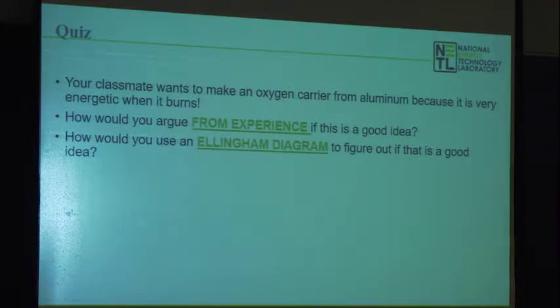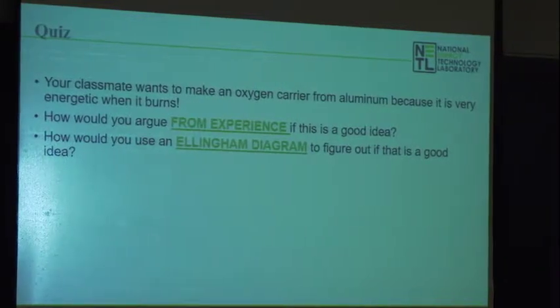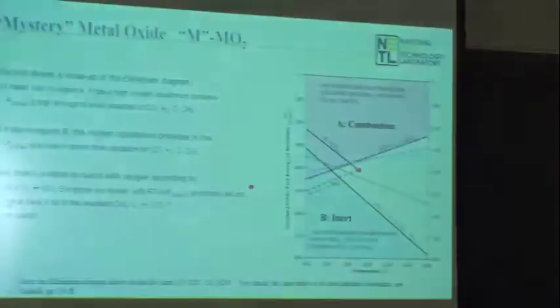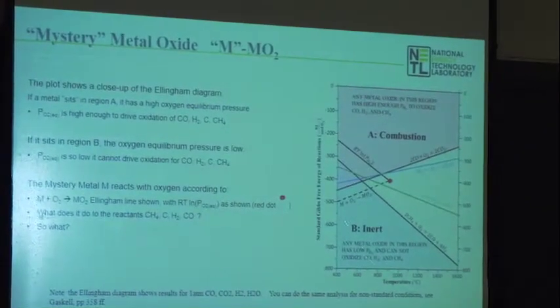Bad idea? How would you argue that from your experience? Forget about what I just told you. How would you argue from experience? Is that a good idea or a bad idea? Bad idea. Yeah, how come? Aluminum is really inert. Aluminum to alumina is extremely exothermic, right? Where does it fall on an Ellingham diagram? Go back here. It's probably off the bottom of the chart right down in here somewhere.